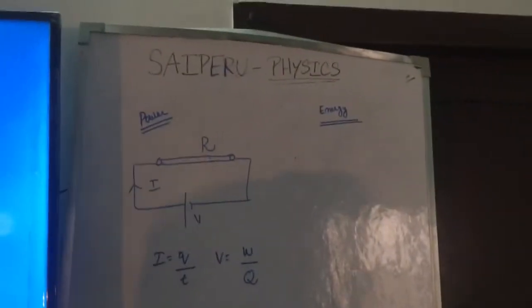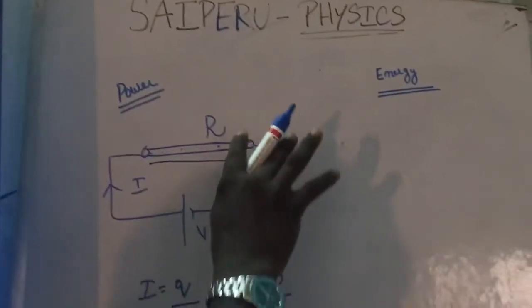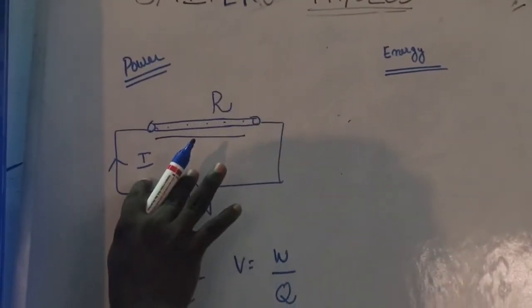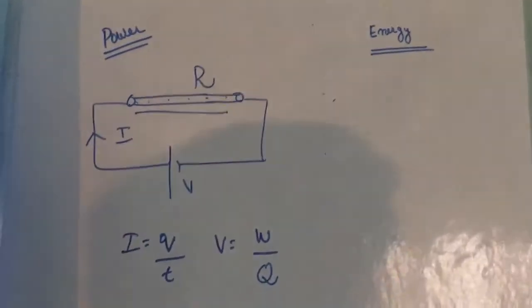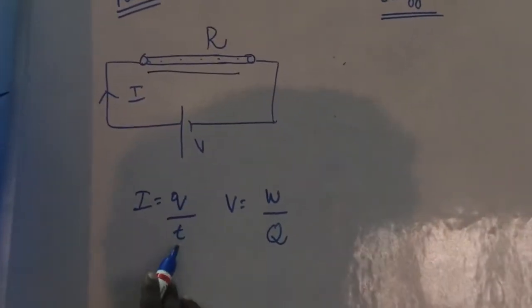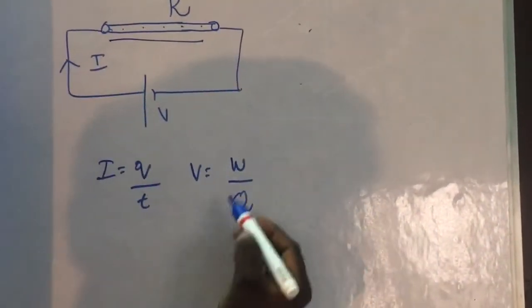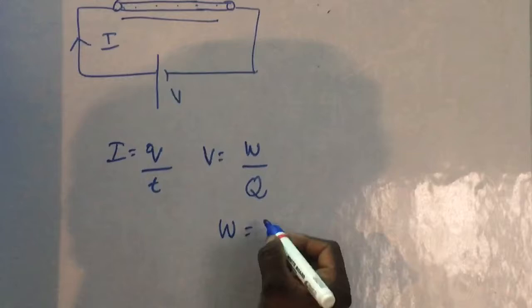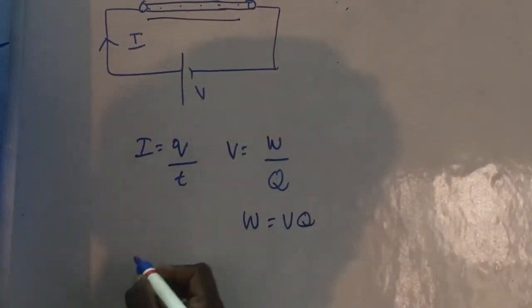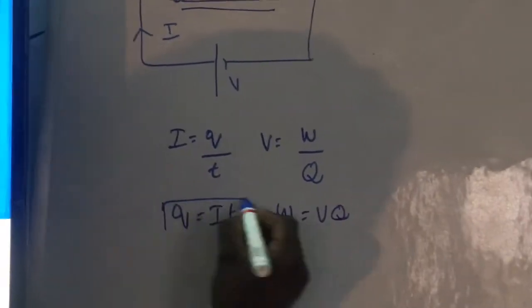Yes guys, now let's see what power and energy are with the board. Right, so I have a conductor, its resistance is R, the current flowing is I, the voltage is V. We studied before, what is current? Current is nothing but charge per unit time. And what is meant by potential? Work done per charge. So what will W be? W is equal to VQ, and Q is equal to what? Let's say Q is equal to IT.